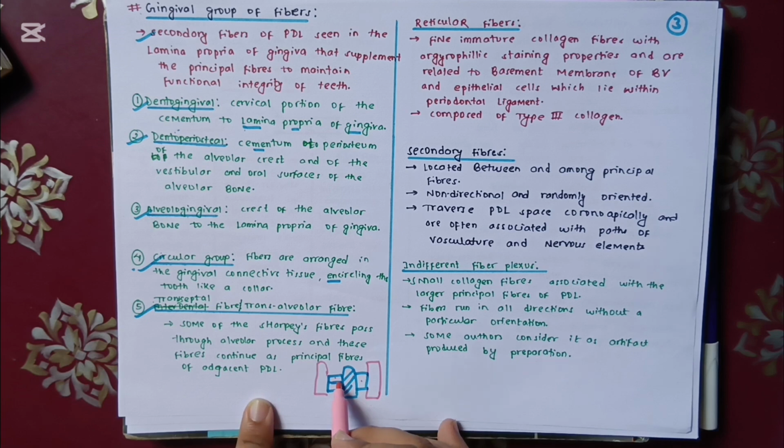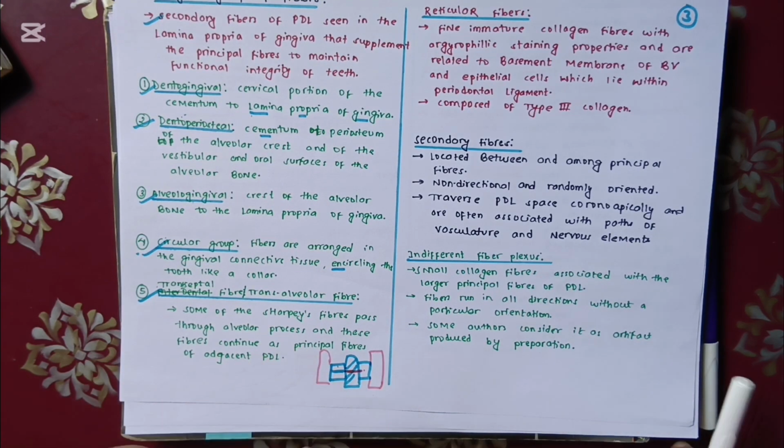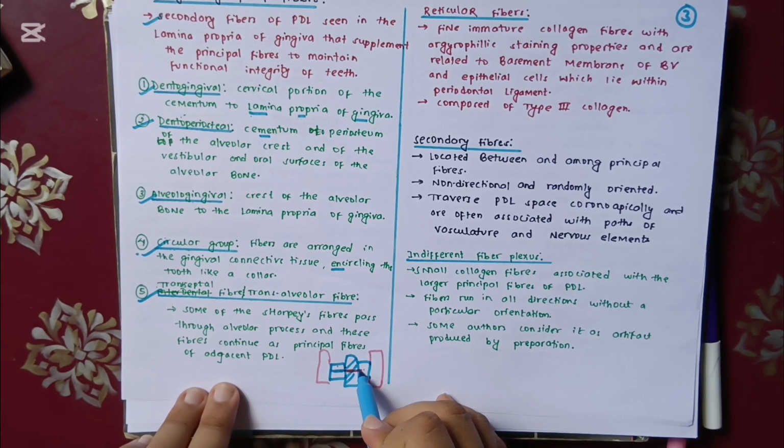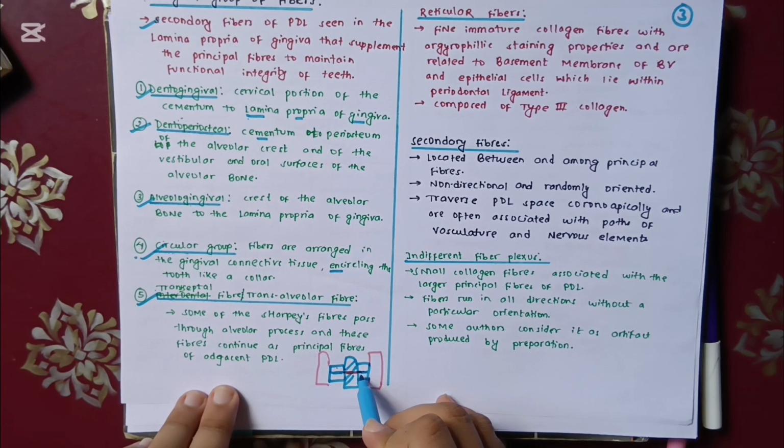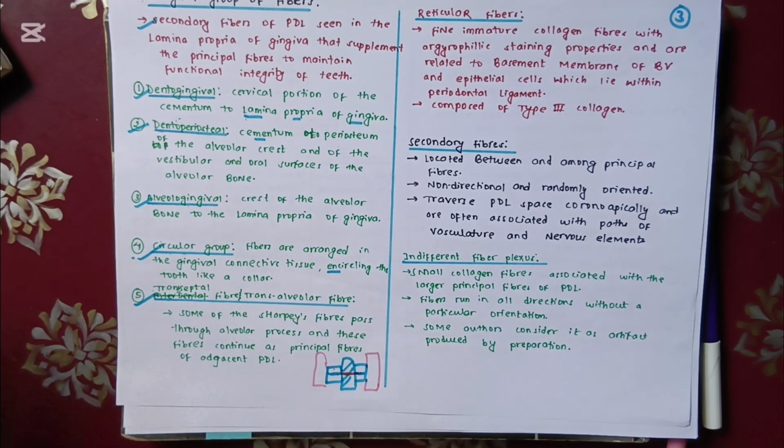Those surface fibers sometimes pass through the alveolar bone. Just think of one principal fiber penetrating the alveolar bone. This surface fiber penetrates the alveolar bone, comes outside, and again forms another principal group of fibers in another periodontal space. So this fiber is transferred from one periodontal space to another by penetrating the alveolar bone. This is the transseptal fiber.